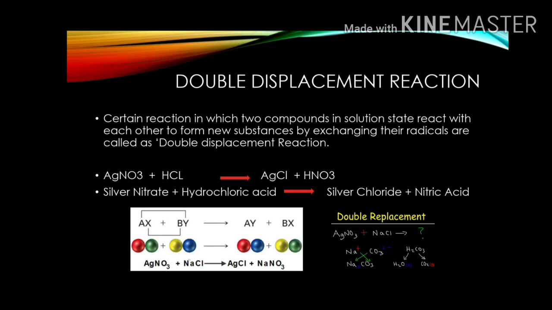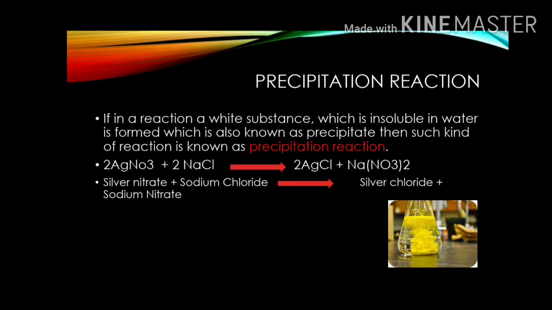Then comes next, precipitation reaction. If in a reaction a white substance is formed which is insoluble in water, that is known as precipitation reaction. So if during a reaction a substance which is formed is white in color, and it is insoluble, that is known as a precipitate. So if in a reaction a precipitate is formed, then this kind of reaction is known as precipitation reaction.